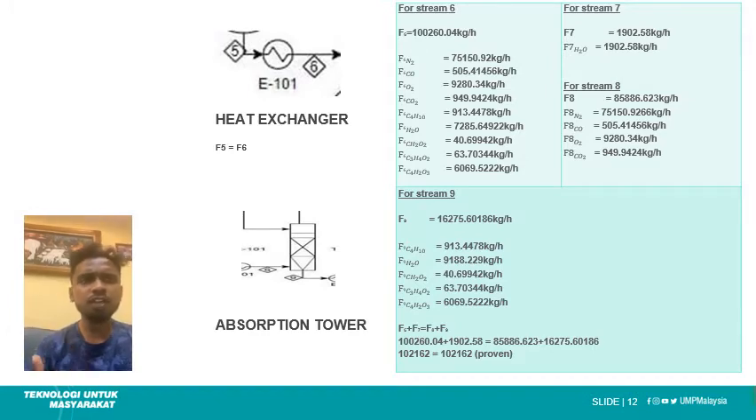Stream 9 is also the same way. For stream 9, the flow rate is 16275.60186 kilogram per hour. And by that we can calculate as well for the butane, water, formic acid, acrylic acid, and also maleic anhydride. And lastly, we can add up flow rates 6 and 7 equals flow rates 8 and 9 by applying the principle of conservation of mass, and we will get the same value. So it is proven that mass in is equal to mass out.